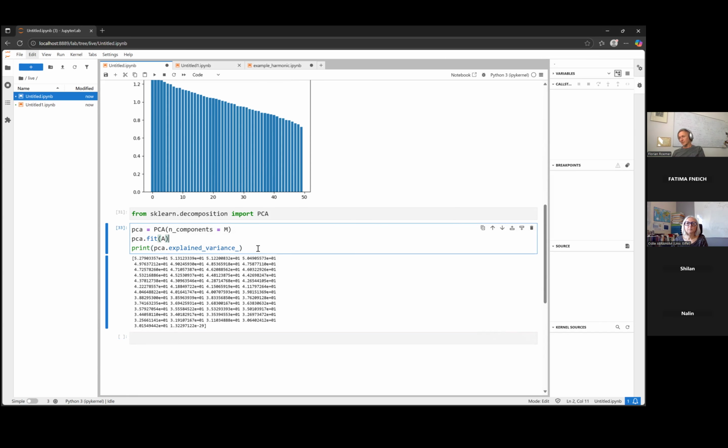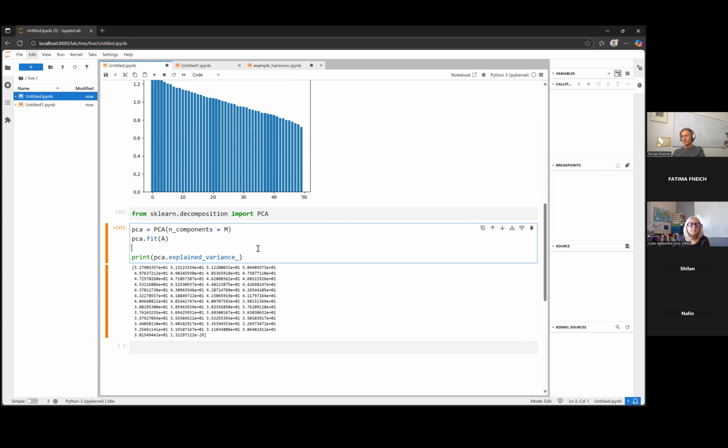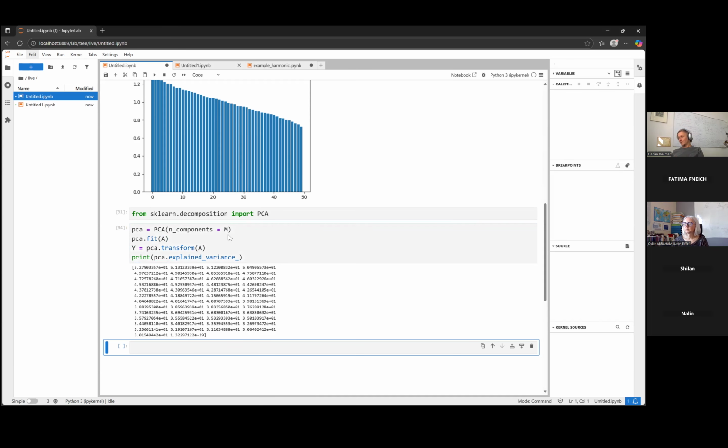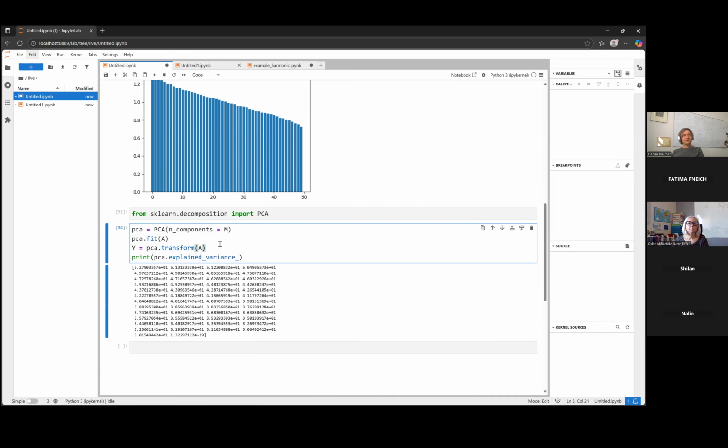And if you want to have access to the components, well, first of all, this is your fit. If you want to now actually transform data, so compress data, you have data incoming, then you can do PCA transform, and you put A in and you get Y out. So here I passed the same variable, but this would not have to be the case. So you could fit the PCA based on some training data, and then of course apply it to new data, and then you would have your compressed data.